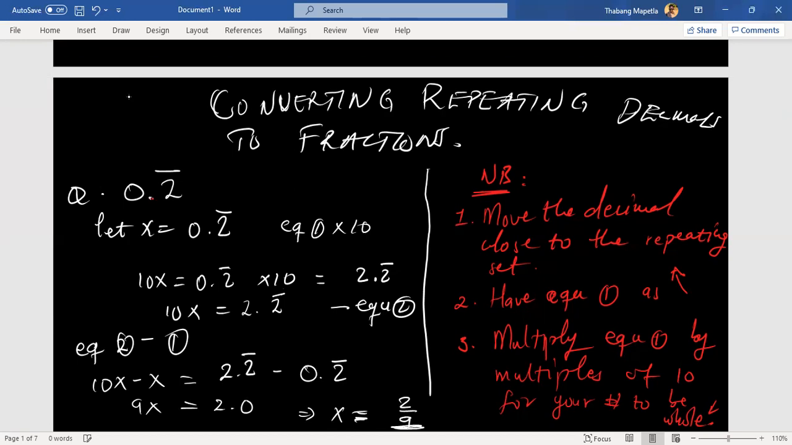Punch on the calculator, let's see. 2 divided by 9. It's 2 bar. It goes back, it's 0.2 bar. Henceforth, we are correct. Are we fine with that? I believe we are. Okay, let's try some harder examples a bit.